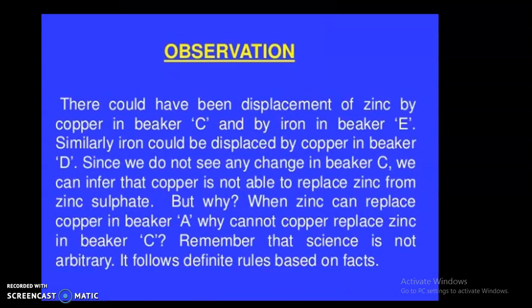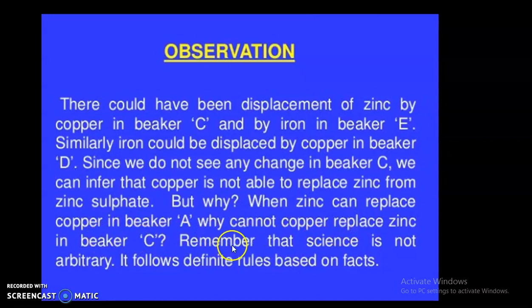So there could have been a displacement of zinc by copper in beaker C and by iron in beaker E, which is shown in your book. Similarly, iron could be displaced by copper in beaker D. Since we do not see any change in beaker C, we can infer that copper is not able to displace zinc from its zinc sulfate solution. And why did it happen? Because zinc, please underline it in your book also, zinc can replace copper in beaker A. Why cannot copper displace zinc in beaker C?